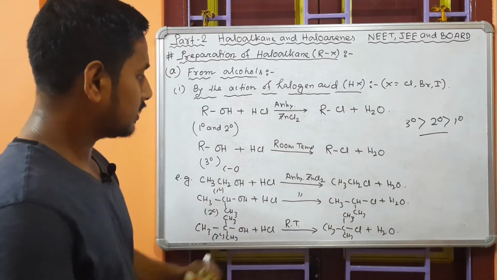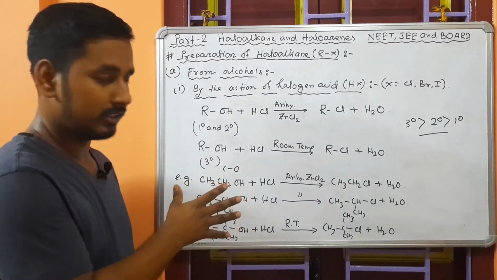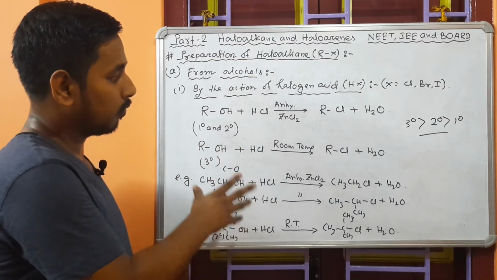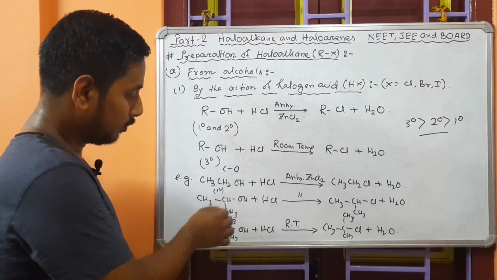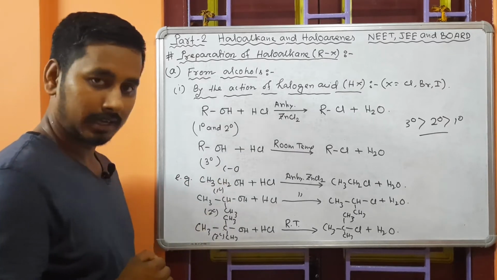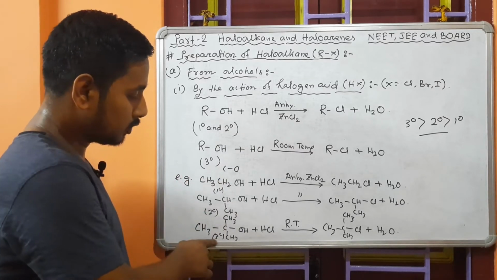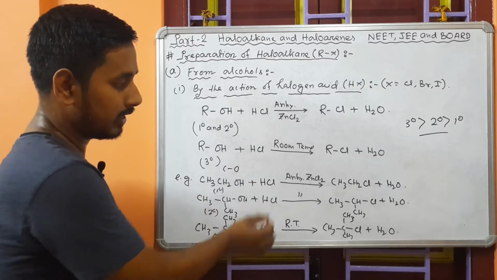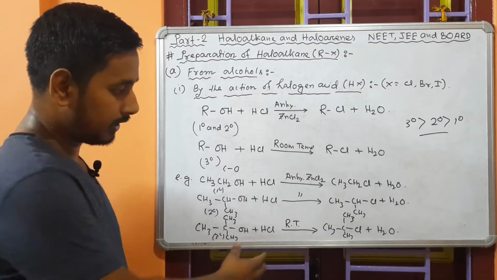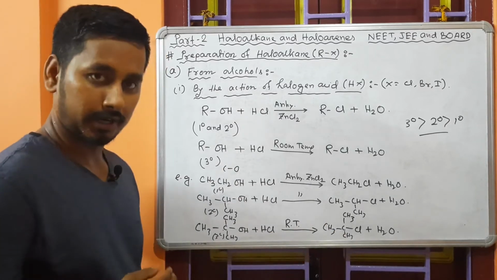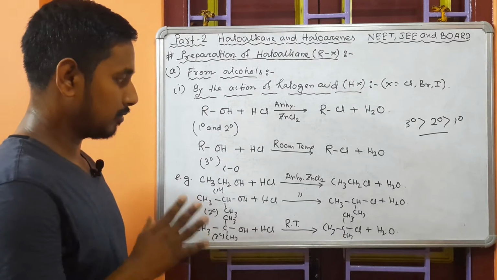So these reactions, just note down these things. In presence of, we use anhydrous ZnCl2, zinc chloride. For the case of primary and secondary, this is important, and for the case of tertiary, it is not required to use anhydrous ZnCl2. At room temperature, this reaction will be completed, and we get the desired product. Okay, this is important. You just remember these things.